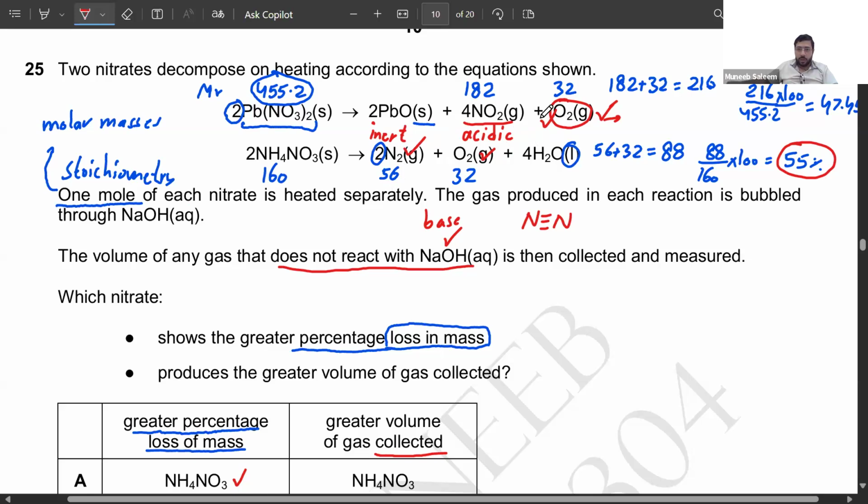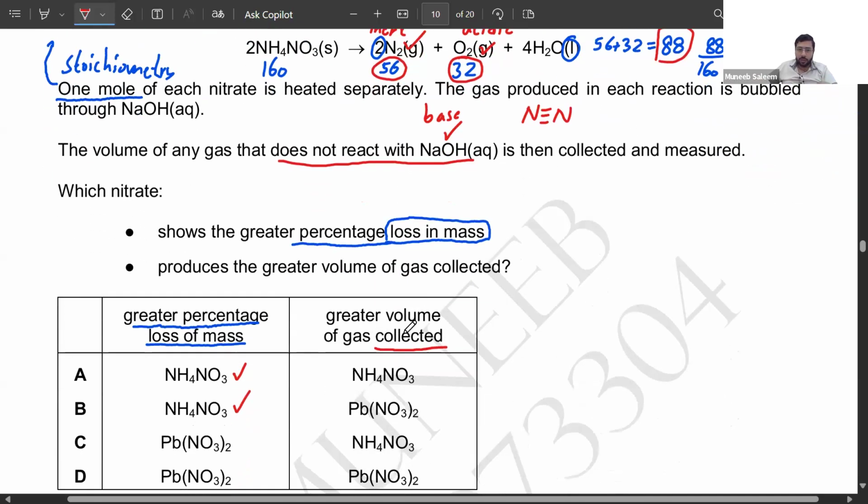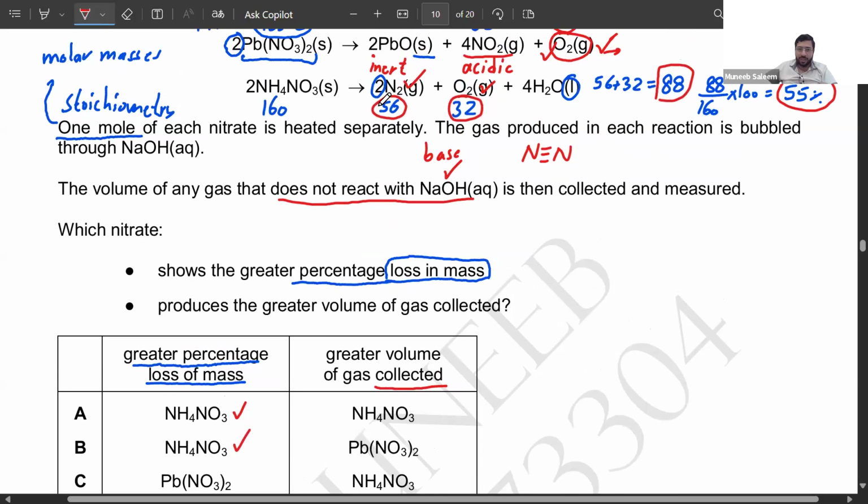All right, now in the first equation we have only one gas, and the mass of that gas is 32. In the second case, there are two gases, the nitrogen whose mass is 56 and the oxygen whose mass is 32. If you look here, the mass of 56 plus 32 is 88 gram, and the mass of oxygen is only 32. That means that a greater volume of gas is collected in the second case.